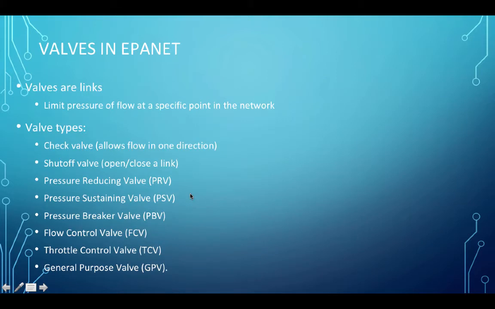Valves in EPANET are treated as links, and they limit pressure flow at a specific point in the network. The kind of valve types that can be implemented in EPANET are check valves, shutoff valves, basically opening and closing a link, pressure reducing, pressure sustaining, and pressure breaker valve. These are documented in the documentation. Flow control valve, throttle control valve, and a general purpose valve.